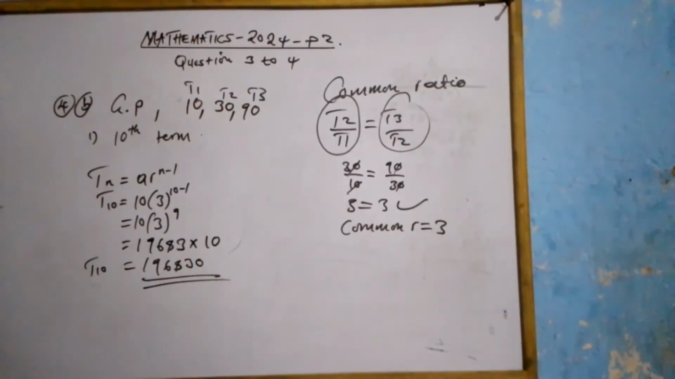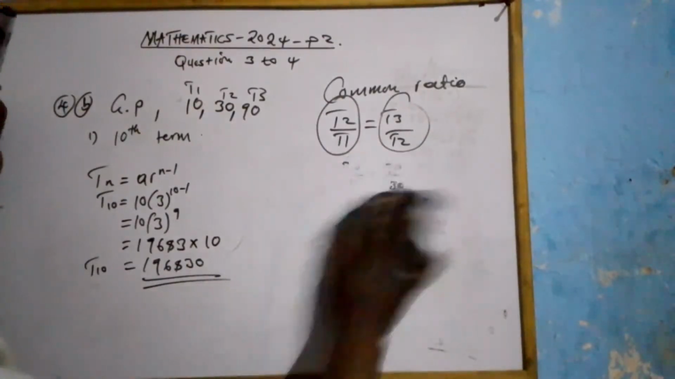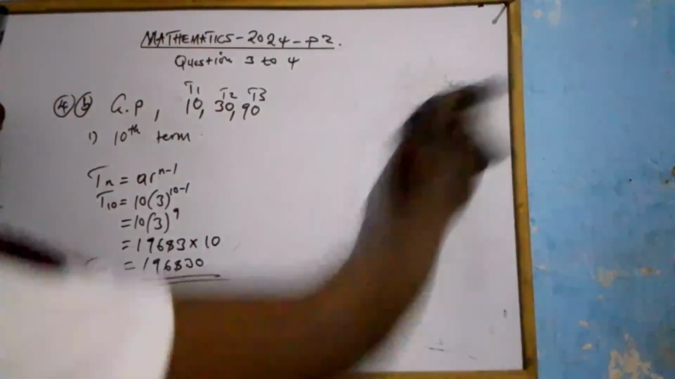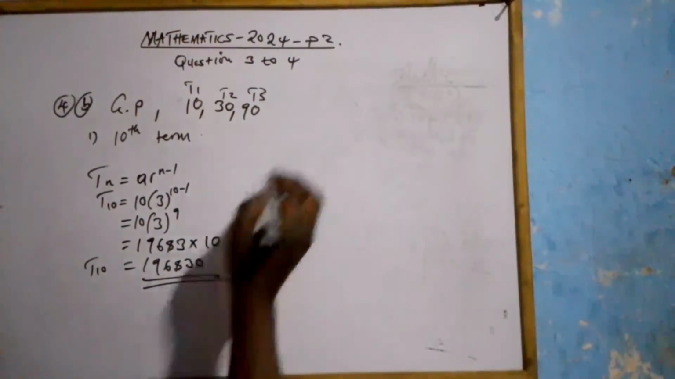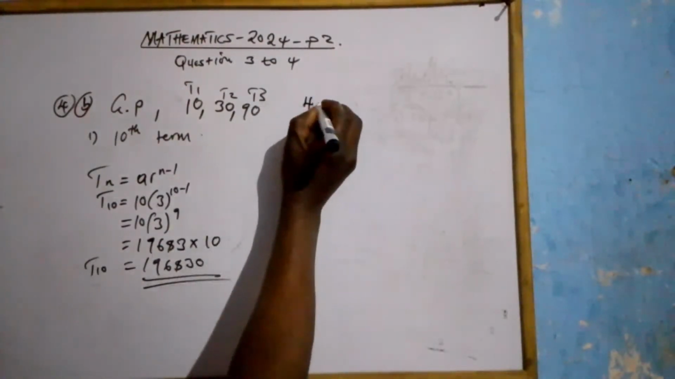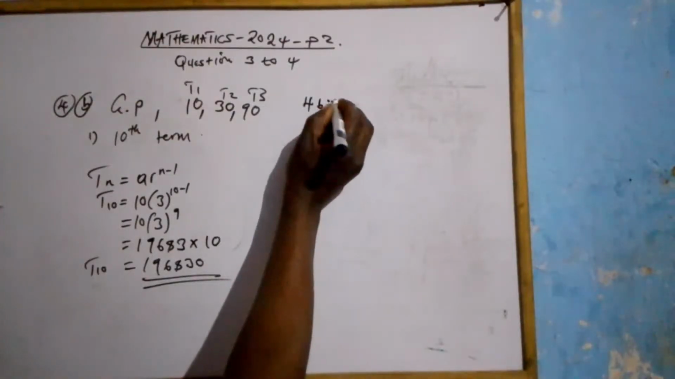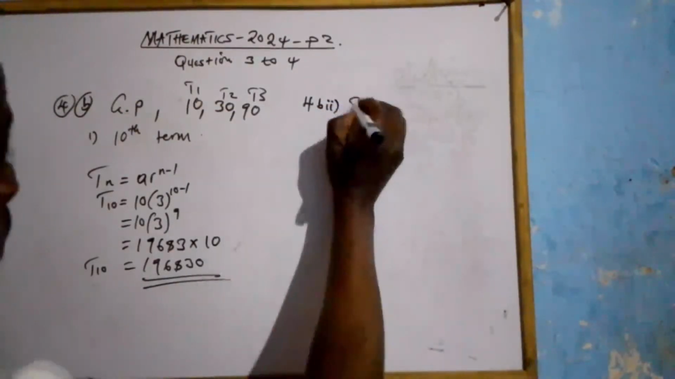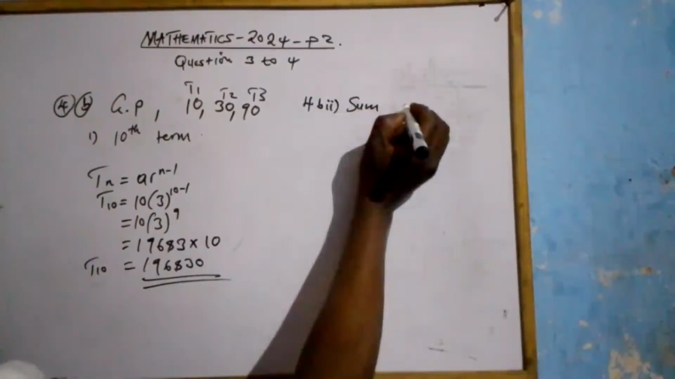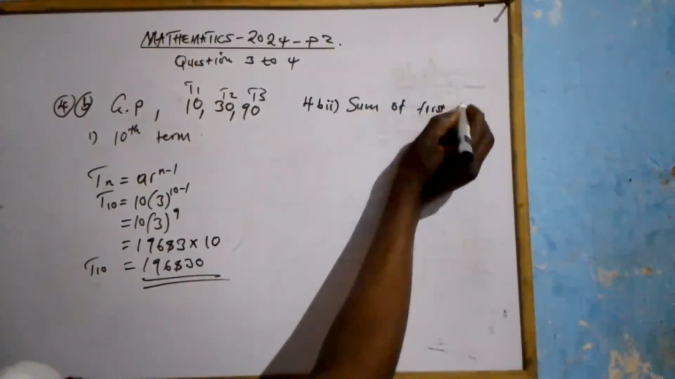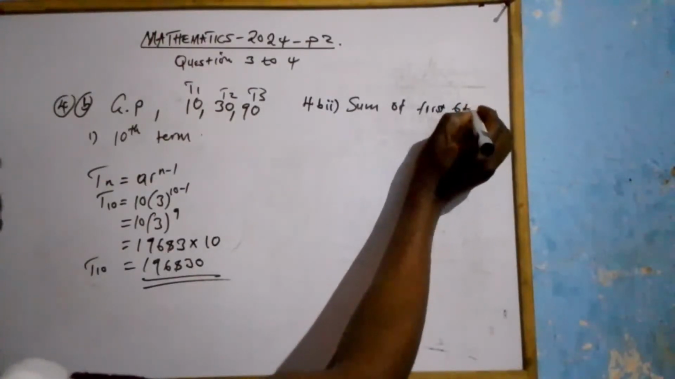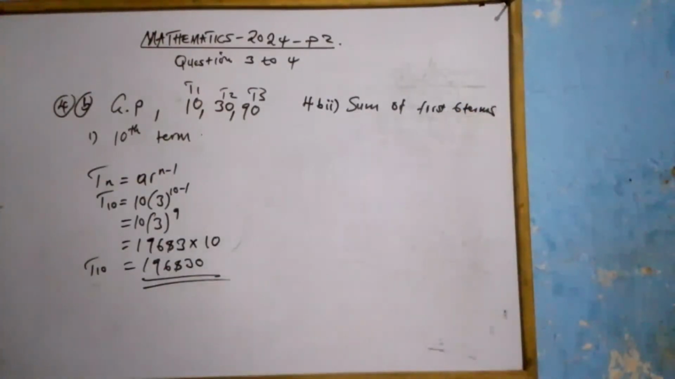Okay, so now let's move on to another question. So for B2, we have to find the sum of the first 6 terms. How do you find the sum of the first 6 terms?